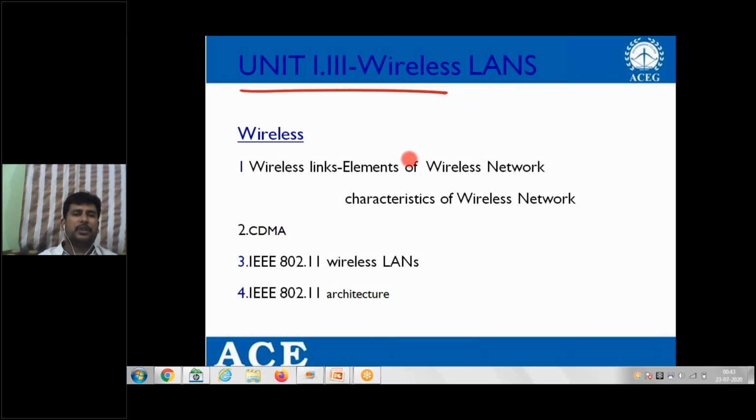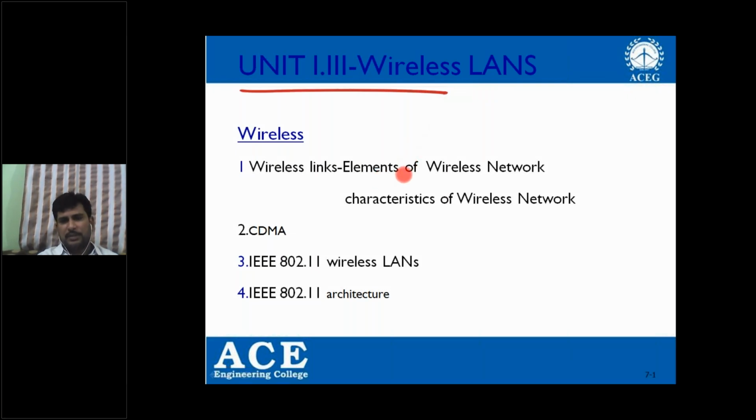Here we are going to talk about the different elements of a wireless LAN. Then we will discuss the different characteristics of wireless networks. Then we will try to understand one of the models in wireless networks called CDMA. And then we will try to understand IEEE 802.11 wireless LAN, which is popularly known as Wi-Fi, and its architecture. I hope people will understand and relate this closely to what they use in real-time scenarios. Let's start our discussion for today with the elements of a wireless network.